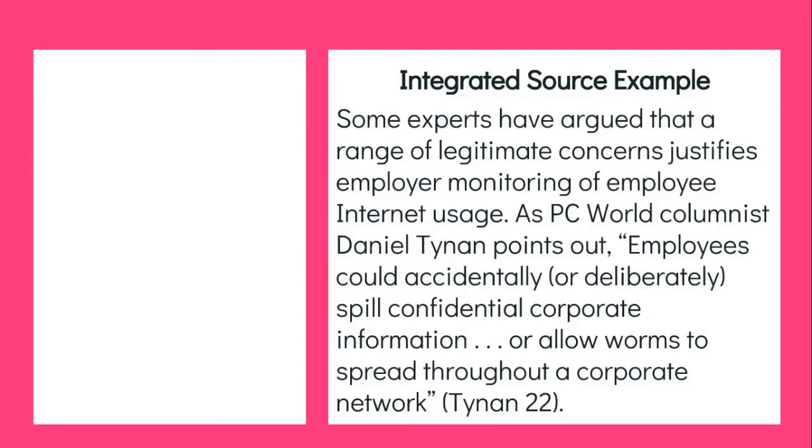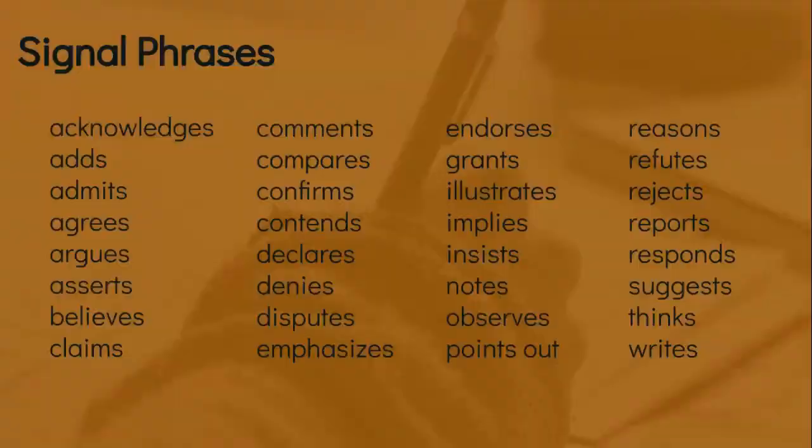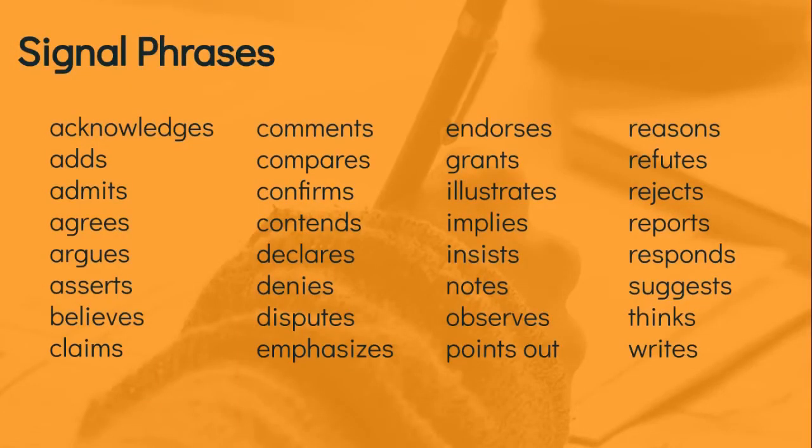Take a look at this paragraph that integrates evidence from a source. When citing the information from a source in a piece of writing, it is important to introduce where the information is coming from and use a signal phrase. A signal phrase lets the audience know that a quote or paraphrase is coming up in the paragraph. Here is a list of commonly used signal phrases.